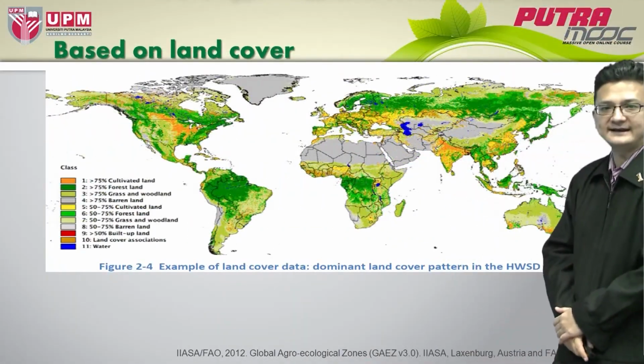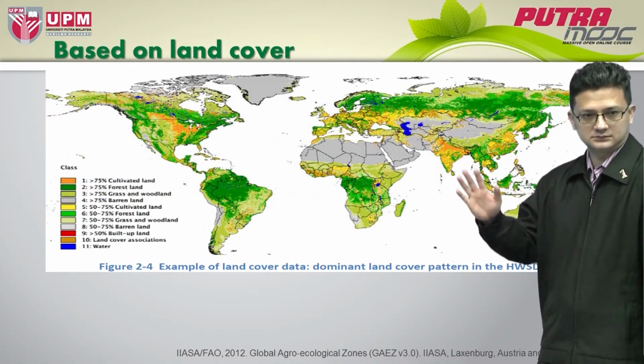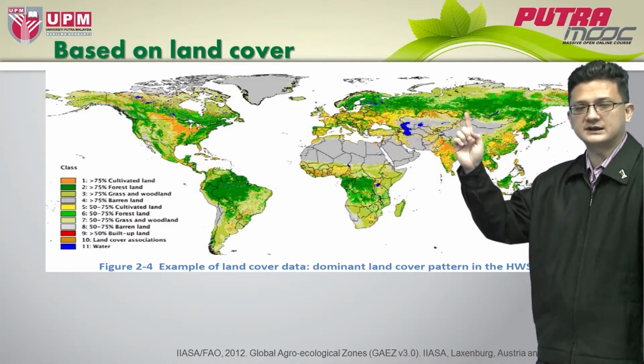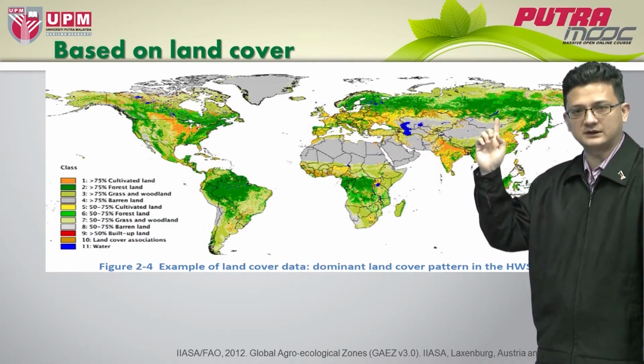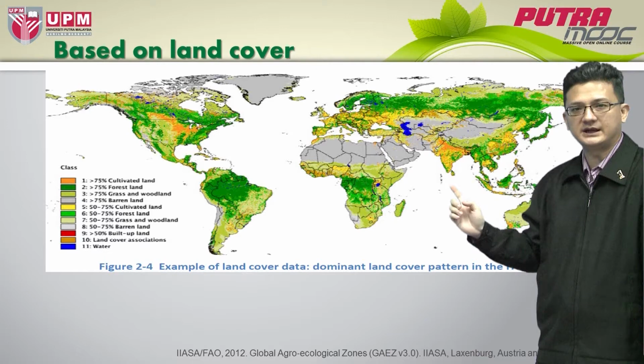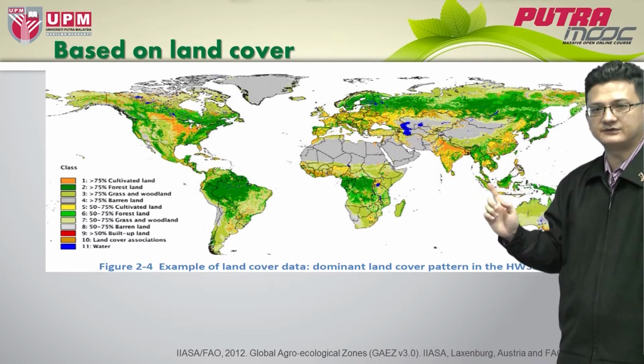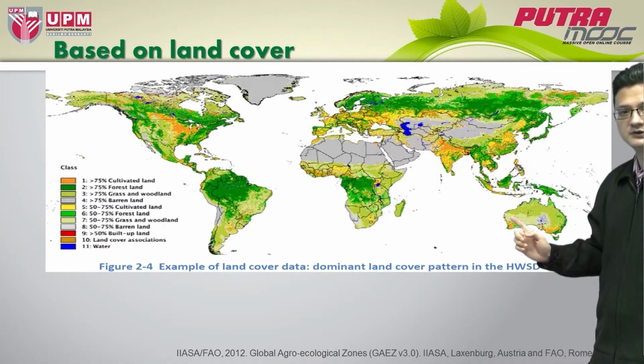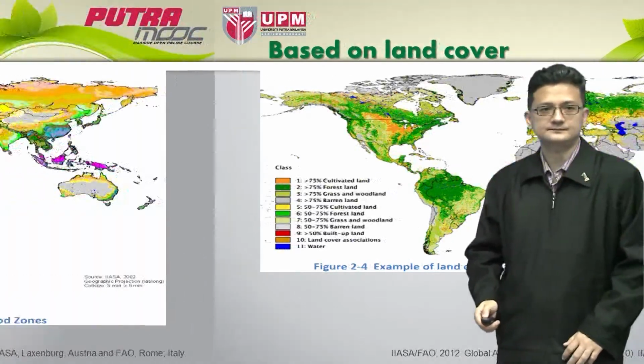This is based on land cover. The greener it is, that means the country is covered with lots of vegetation. Malaysia is quite vegetated. It's about 60% forested, but some areas are not, and Australia and so on.